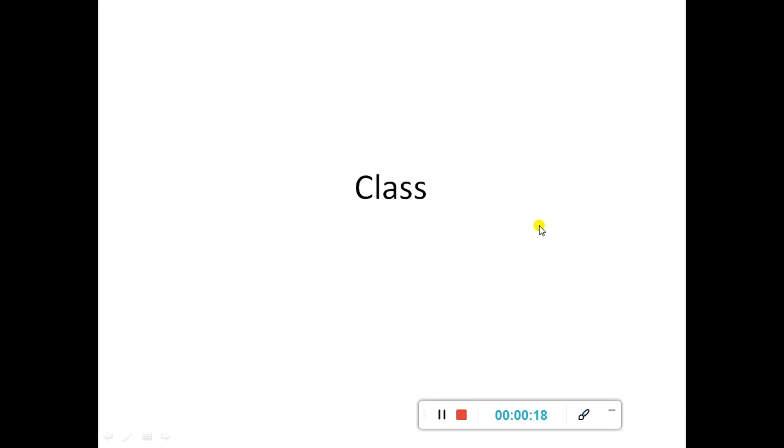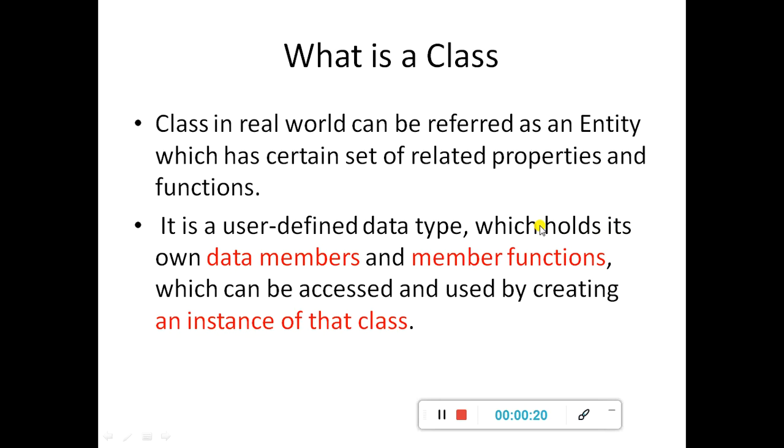Now all of us have studied before what a class is. A class is a real world entity which has a certain set of related properties and functions. So it is a user defined data type which holds its own data members and member functions. Every class is called a user defined data type, that is, we are defining that data and what it is holding. It can hold data members and member functions, and this is a structure which can be accessed by creating an instance of that class.